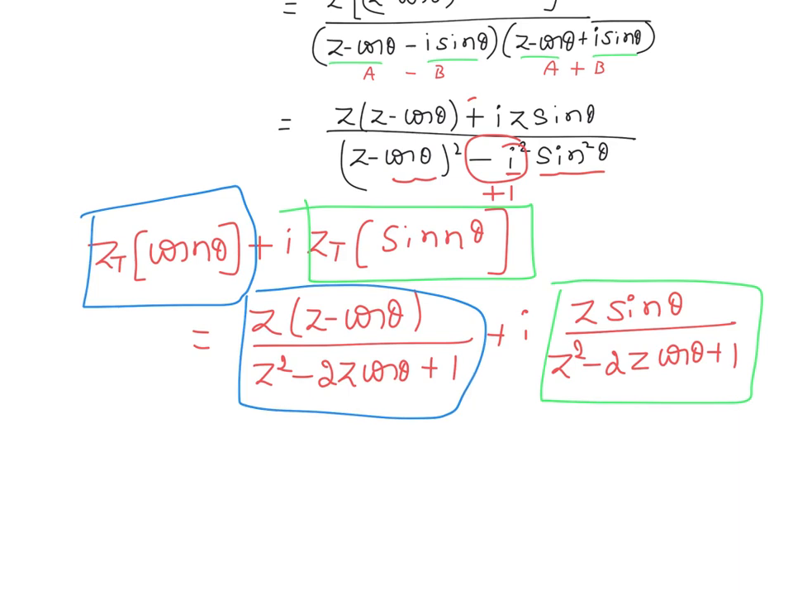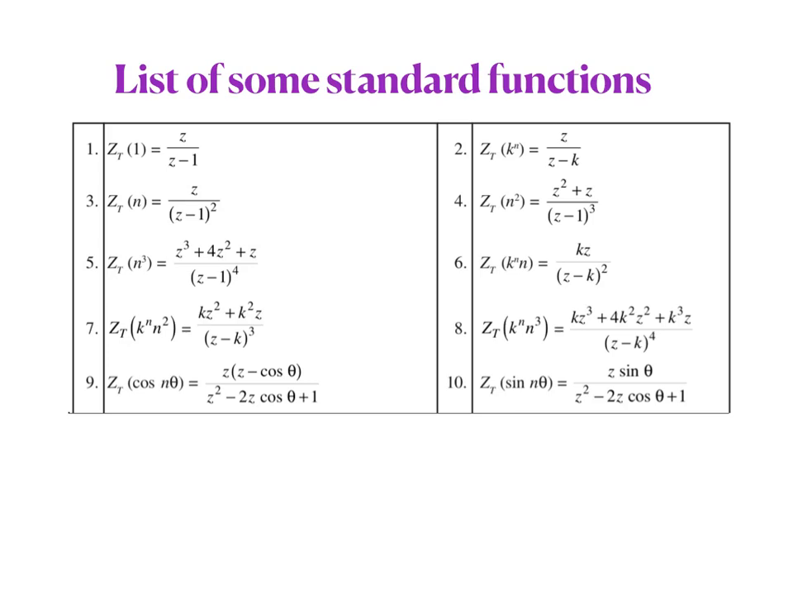So the Z transform of cos n theta is z into (z minus cos theta) divided by (z square minus 2z cos theta plus 1), and the Z transform of sin n theta is z sin theta divided by (z square minus 2z cos theta plus 1). You see here the standard functions Z transform list, what we have proved so far, all listed. You go through this before solving the problems. In the next video, let us solve problems on the Z transform using these standard functions.